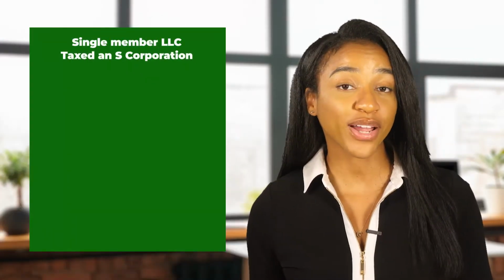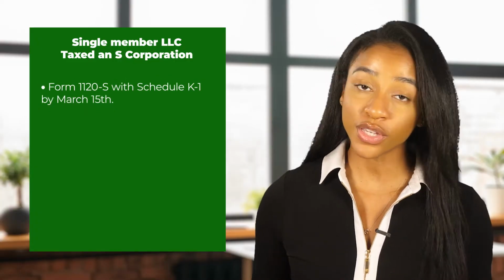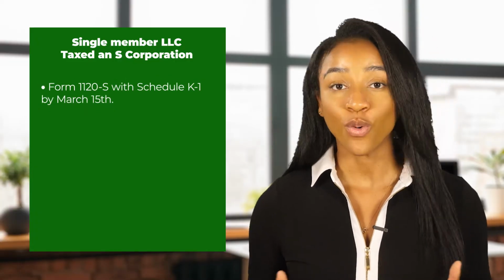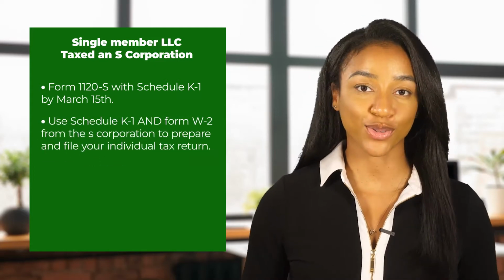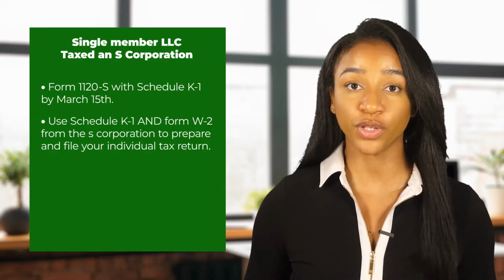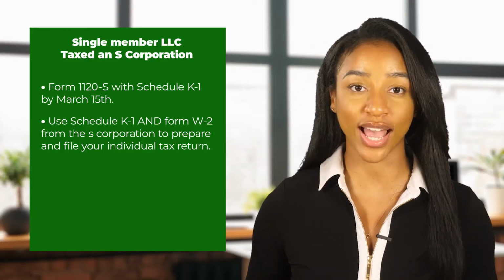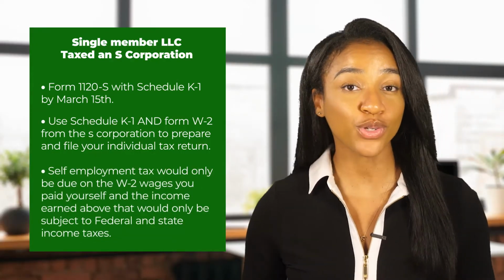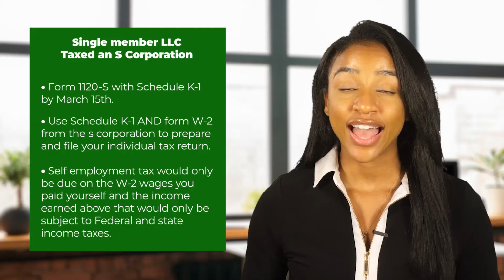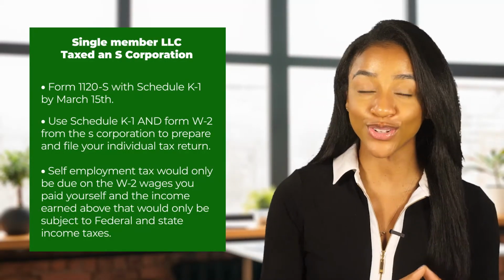If you're a single member LLC taxed as an S corporation, you would first need to file Form 1120S with Schedule K1 by March 15th. You would use Schedule K1 and Form W-2 from the S corporation to prepare and file your individual tax return. Self-employment tax would only be due on the W-2 wages you paid yourself, and the income earned above that would only be subject to federal and state income taxes. Did you get all that?